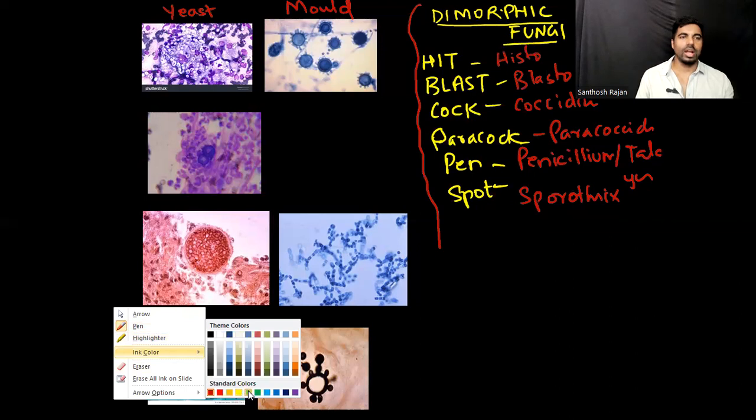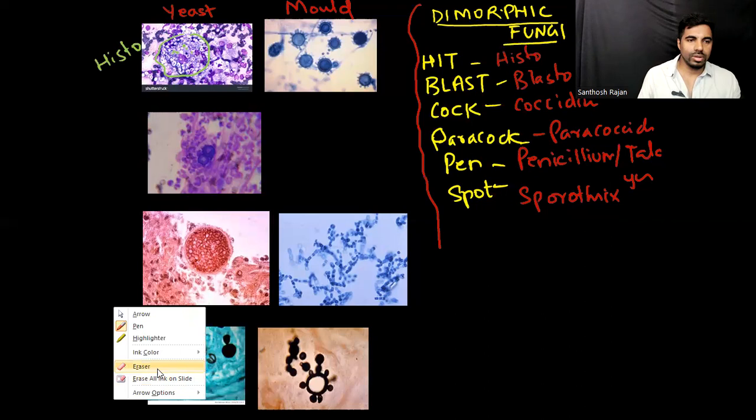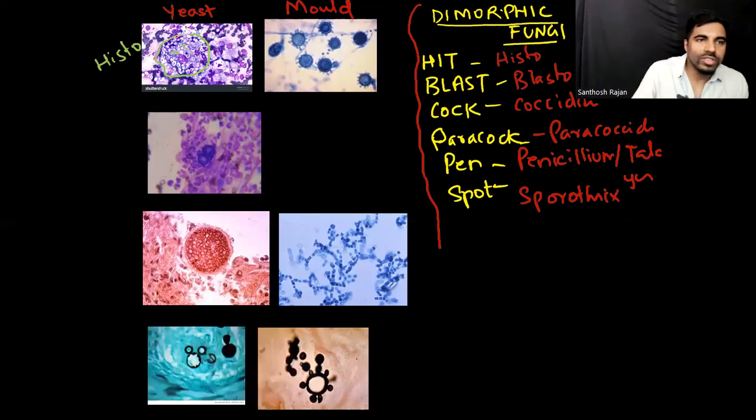So this is the histoplasma, for your histoplasmosis. I told you about histoplasmosis: inside the macrophage you have tiny, tiny budding yeast cells. In yeast form, that is. In mold form, tuberculate. We already talked about TB.